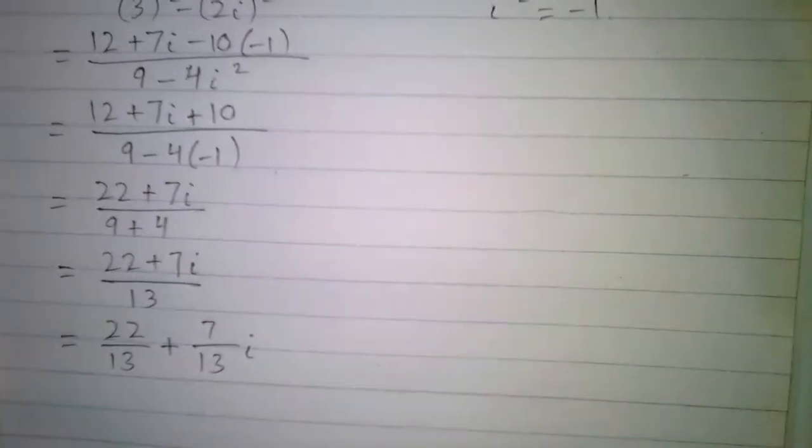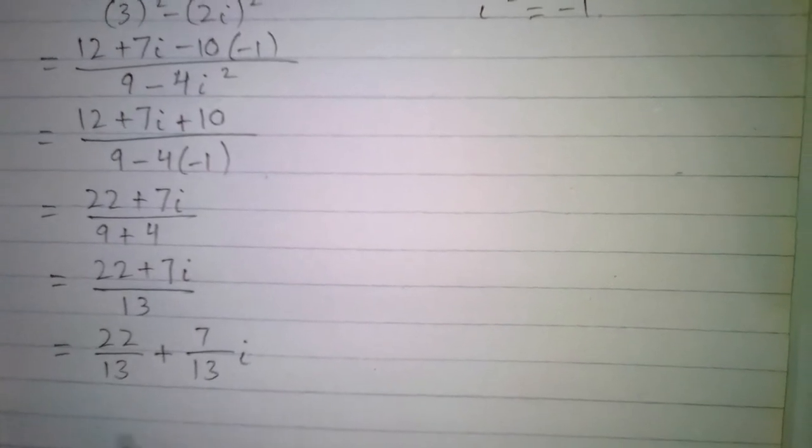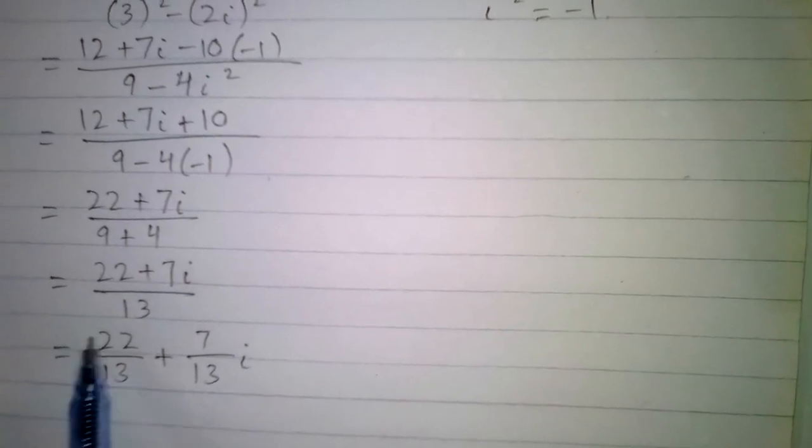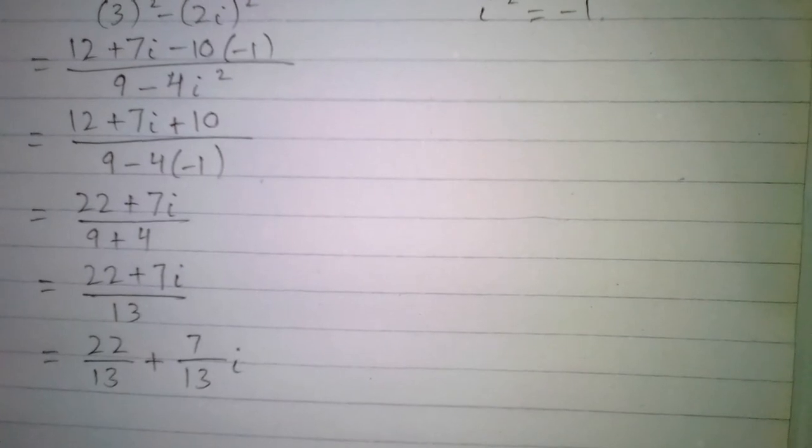So when we divide two complex numbers, we have a complex number in which this is the real part and this is the imaginary part.